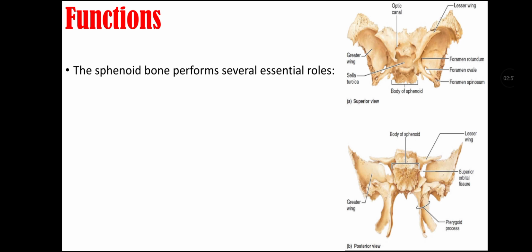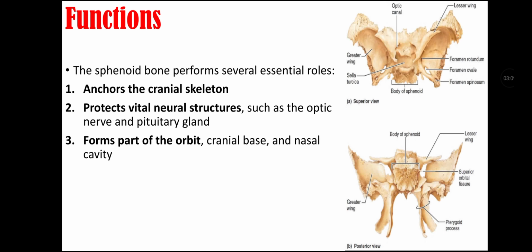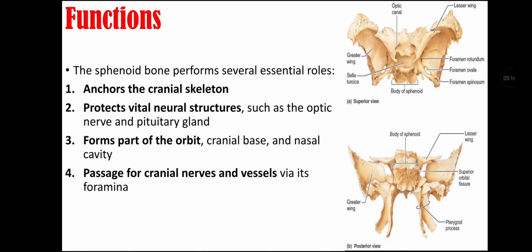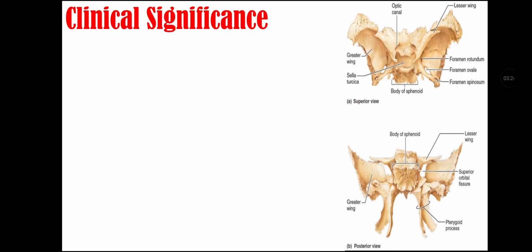Functions of sphenoid bone. Sphenoid bone performs several essential roles. First, it anchors the cranial skeleton. Second, it protects vital neural structures such as the optic nerve and pituitary gland. Third, it forms part of the orbit, cranial base and nasal cavity. Fourth, it is the passage for the cranial nerves and vessels through the foramina. Fifth, it provides muscle attachment site for muscles of mastication.